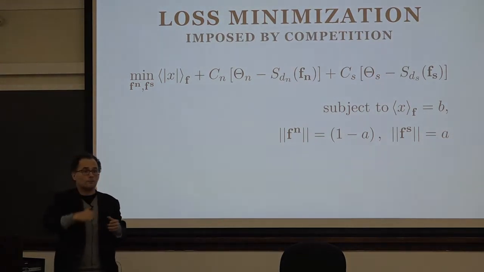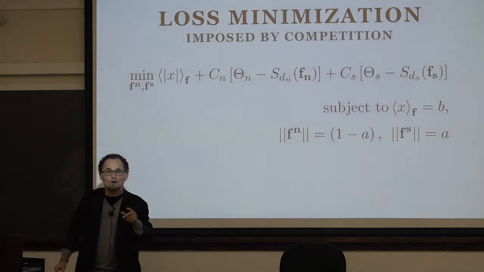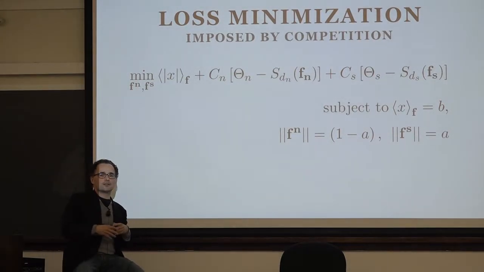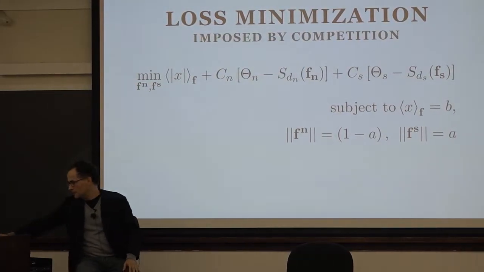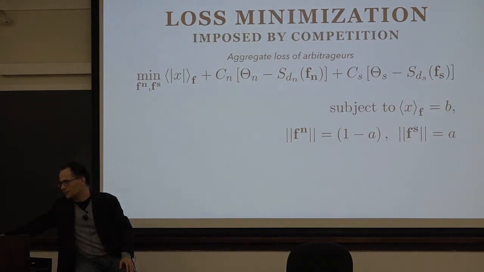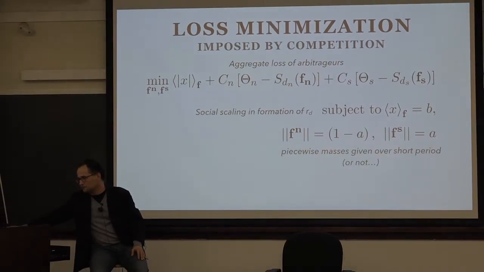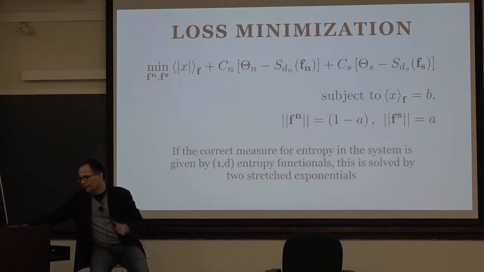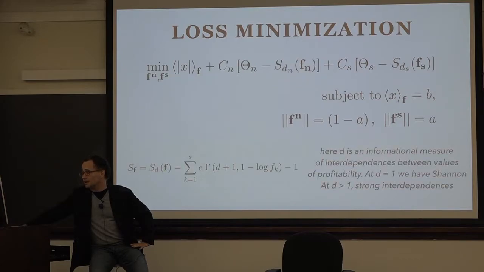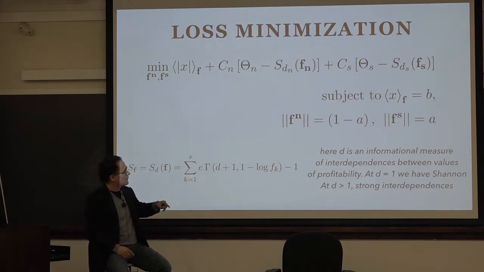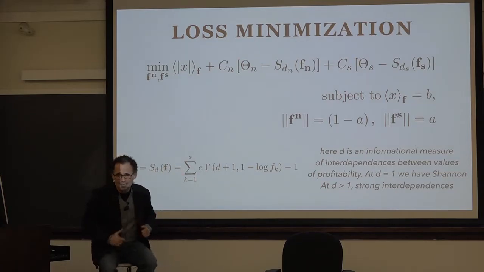And add water, mix. And so long as the entropy functionals that you're using are these Hanel-Thurner 1D functionals, which look like this, you get stretched exponentials as the solution to this problem. I can say more about these generalized functionals during the discussion and what they mean. The D parameter that arises in all of this is actually very, very interesting.